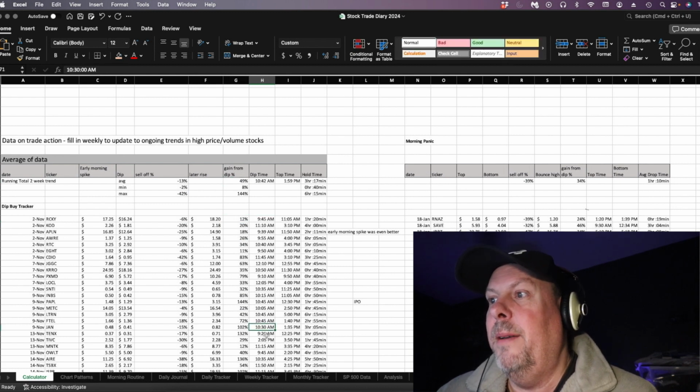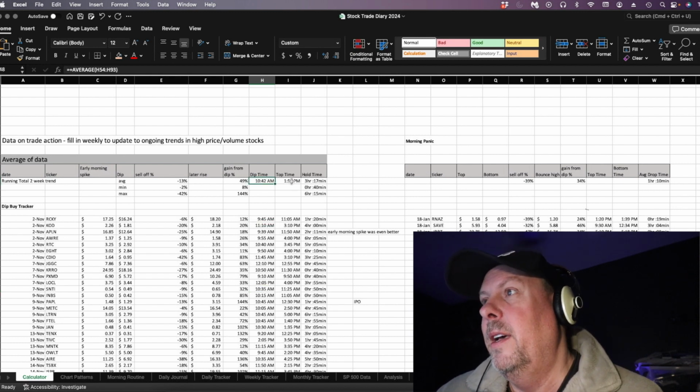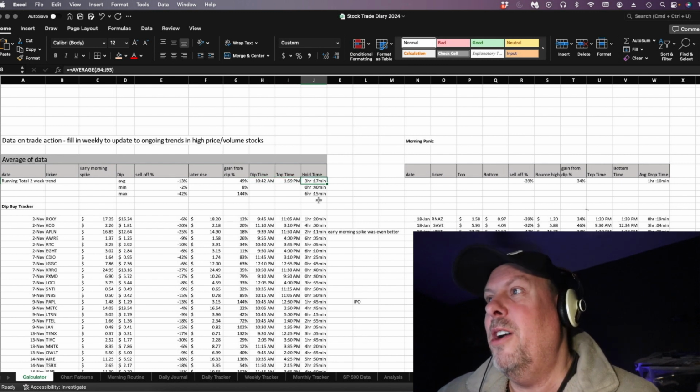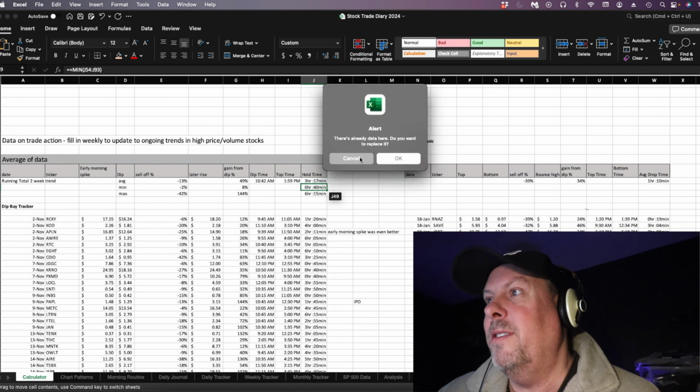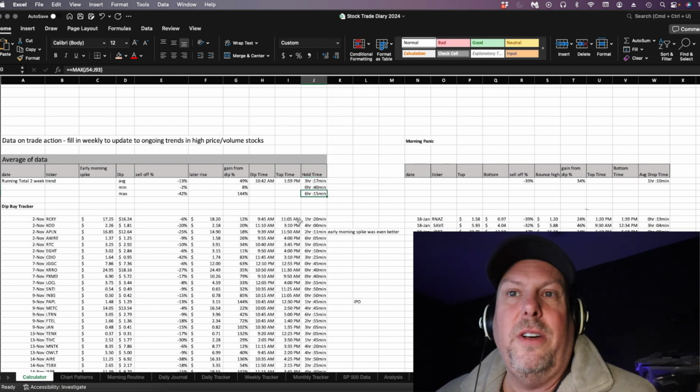The average dip time, 9:45 is a safe route, but really 10:42 is what a lot of them are averaging. And then top time is around 2 p.m. Average hold time is 3 hours, but you can see it's all over the map, so you have to be ready to sell at any time. It can be really quick, 40 minutes, or last all day.